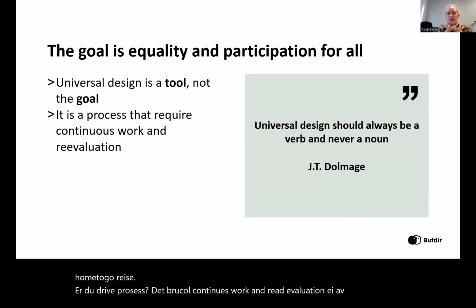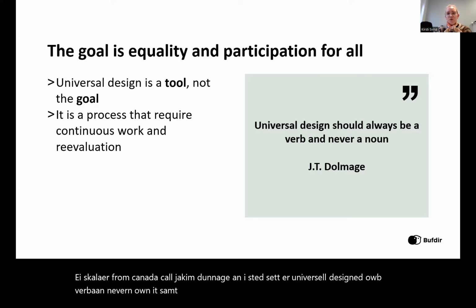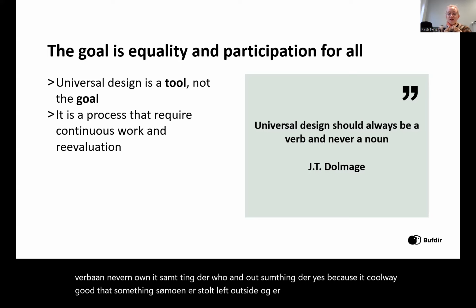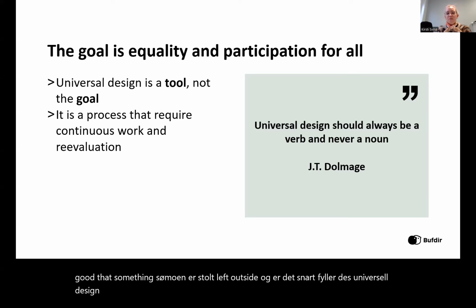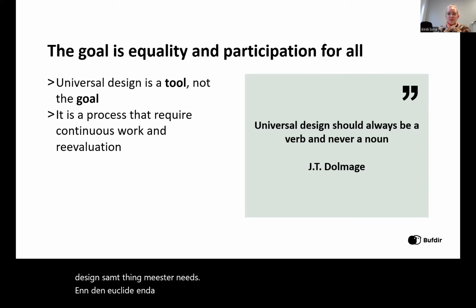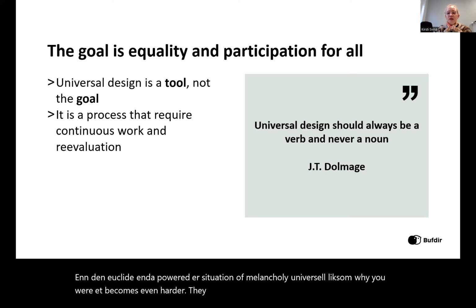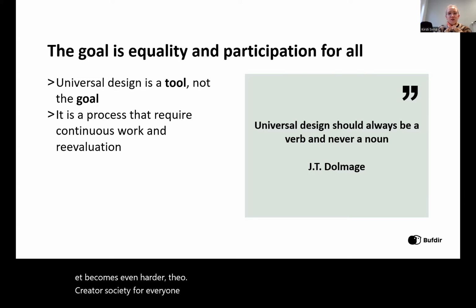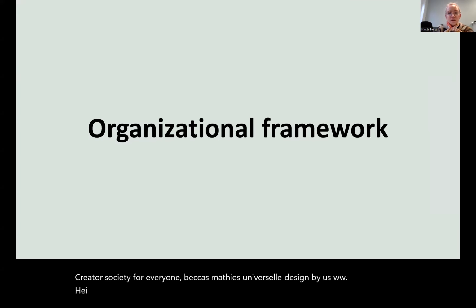I often incorporate a statement from a scholar from Canada called J. Timothy Dolmage. And he said that universal design should always be a verb and never a noun. It's something that we do and not something that is, because it could always be argued that someone is still left outside or does not feel that this universally designed something meets their needs. And then you could end up with a situation of melancholic universalism, where it becomes even harder to create a society for everyone, because what is universally designed is, well, I can get lost in this. I will continue.